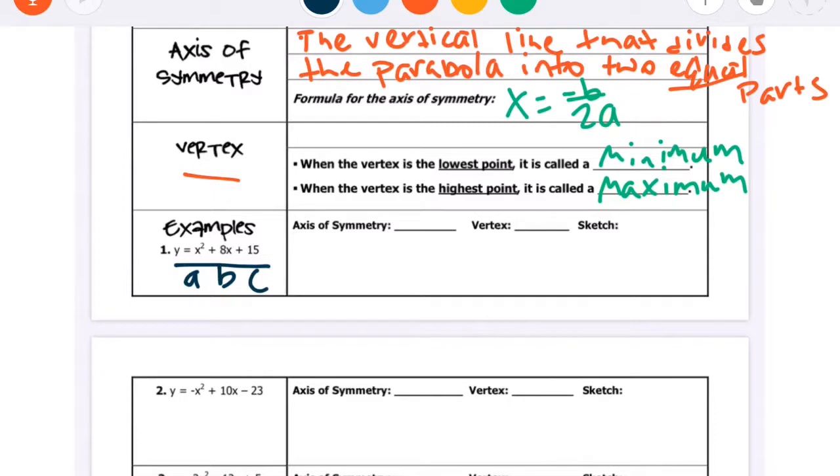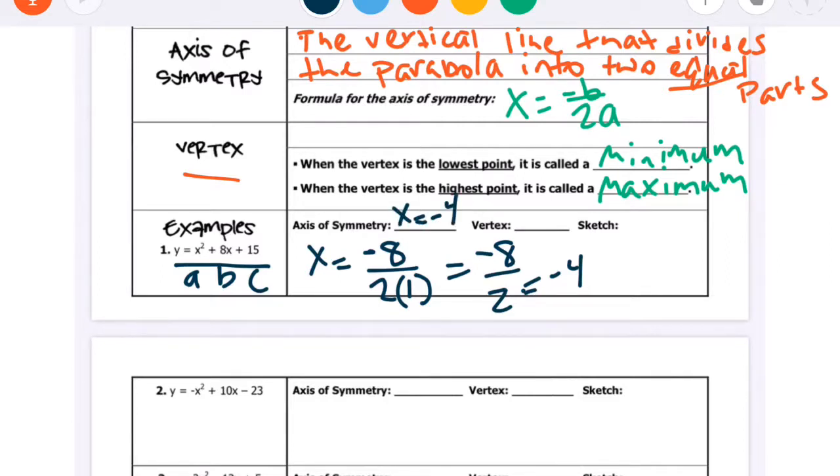So if we look at the axis of symmetry equation, we have x equals negative b over 2a. So in this problem, b is 8. So negative b would be negative 8 over 2a. Now a in this case, there is no number for a, so that means it is just 1. So if I were to solve this, I'm going to have negative 8 over 2, which is negative 4. So the axis of symmetry is x equals negative 4.